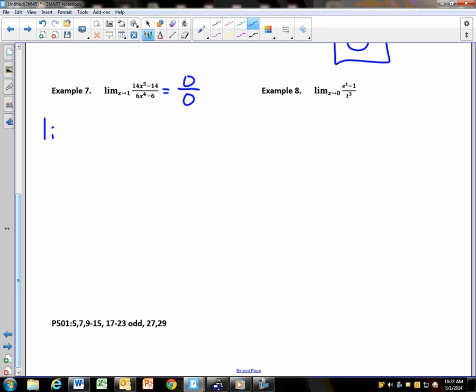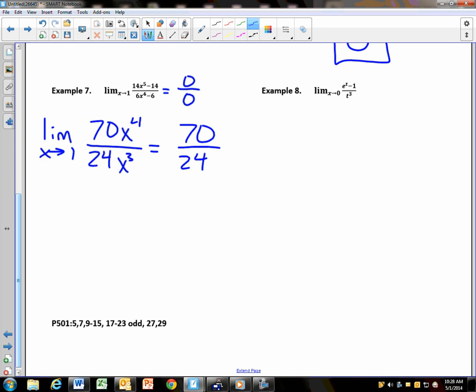If we do it, we get the limit as x goes to 1 of, what's the derivative of the top? 70x to the 4th, over the derivative of the bottom, 24x cubed. Now if you plug in 1, can we plug in 1 now? We get 70 over 24. Well, that's 35 over 12.